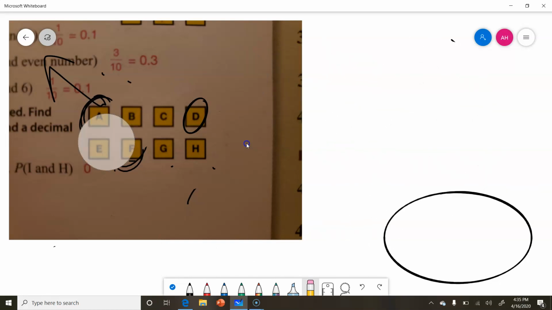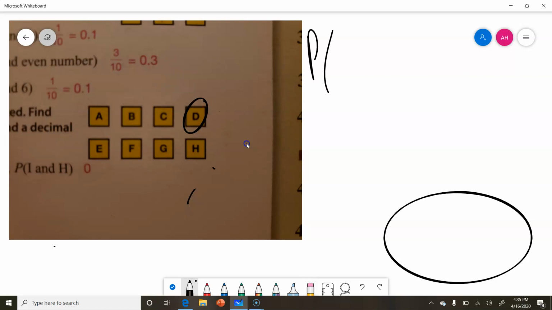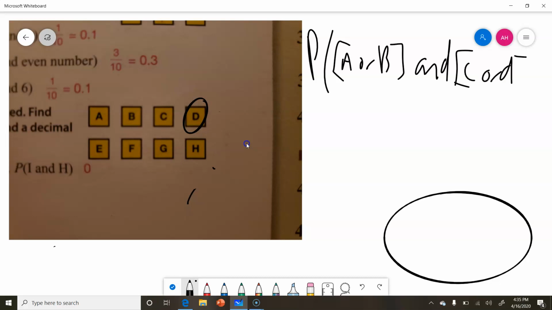Now, let's try a different probability. This time, we're going to do the probability of, and then we're going to have little brackets. This is like your homework. We're going to have A or B, okay? And the probability then of drawing C or D, okay? So now I got many steps here to follow to get this thing right.